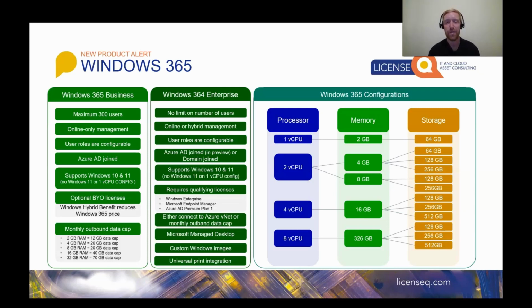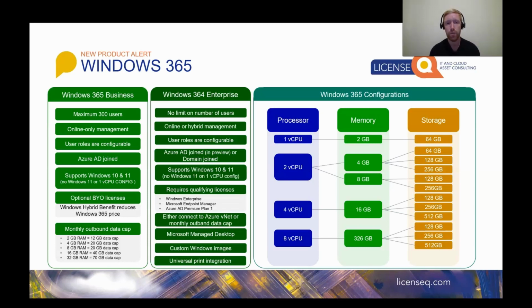There's no limit of number of users. Again, you can start with one, and then for your entire enterprise up to hundreds of thousands of users if you want. You can manage this online or in a hybrid solution, and user roles are also configurable here. Azure AD join or domain join. Azure AD join is still in preview, so I've been told. So domain join is usually the way to go. Support for Windows 10 and 11. And in the 1 virtual CPU configuration, there is no Windows 11 yet.